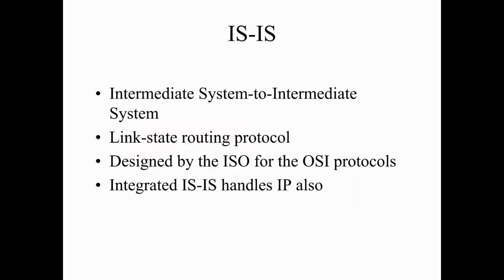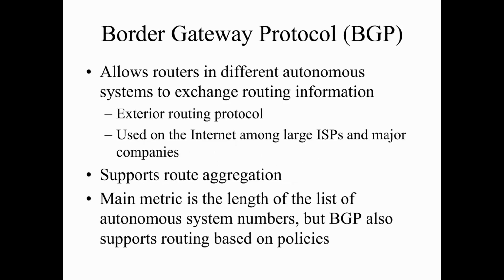IS-IS is a link state routing protocol designed by ISO, but I think I've seen this once, and that was it. BGP allows routers in different autonomous systems to exchange routing information. That's probably because we're going to be looking at exterior BGP. It's used on the internet and in large companies. It does support route aggregation. Its main metric is the length of the list of autonomous system numbers, but BGP also supports routing based on policy.